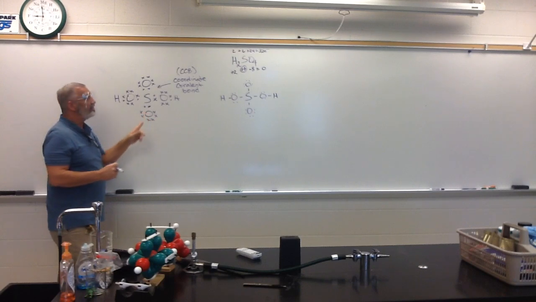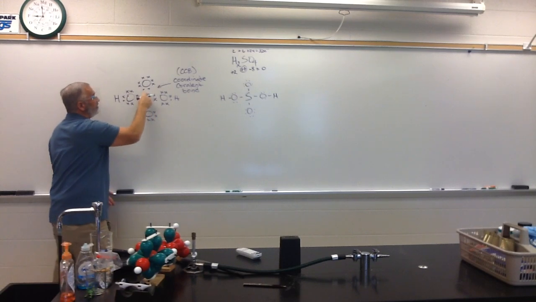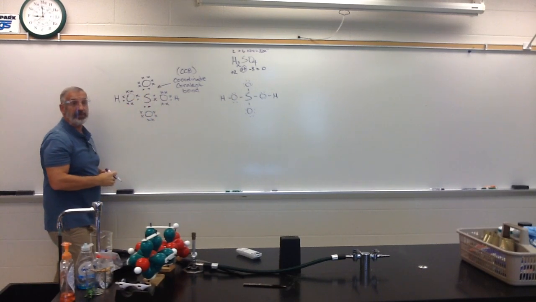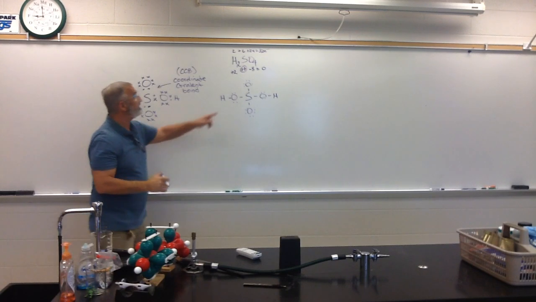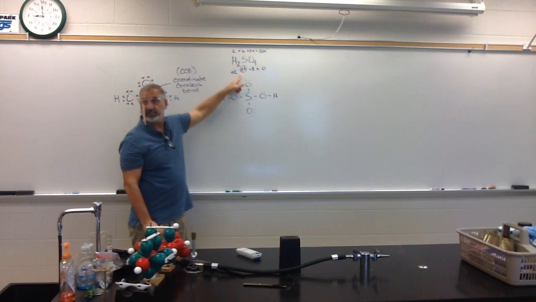So when we say that sulfur is in the +6 state, that means it has all 6 of its valence electrons involved in bonding. What it doesn't mean is that it has a +6 charge on the sulfur. It hasn't lost 6 electrons. It's just got 6 electrons involved in bonding. Okay?